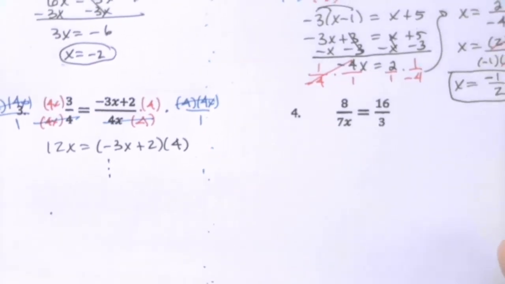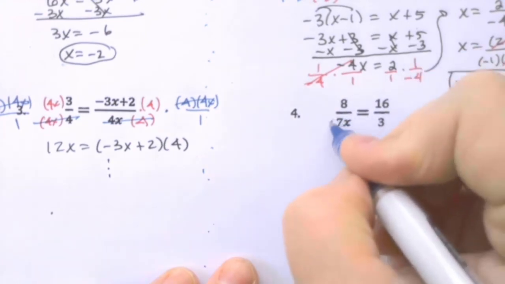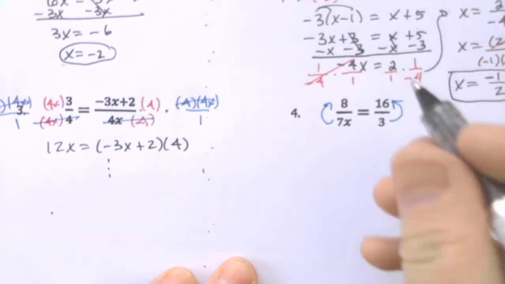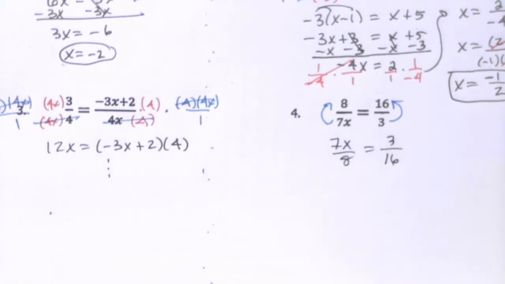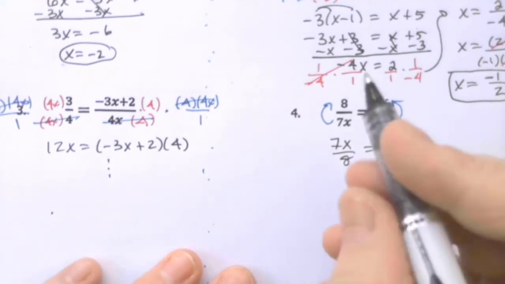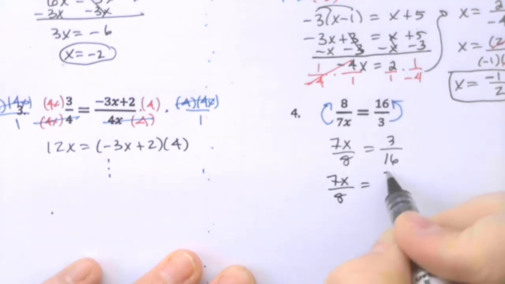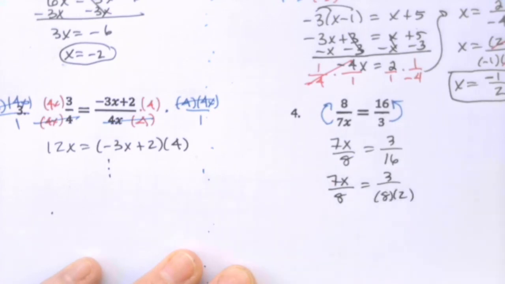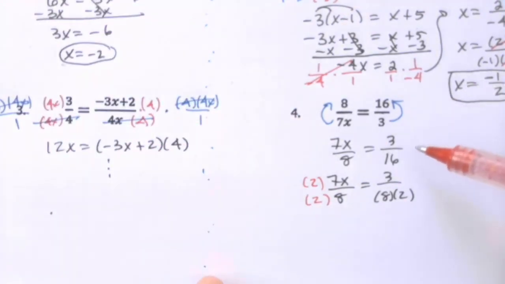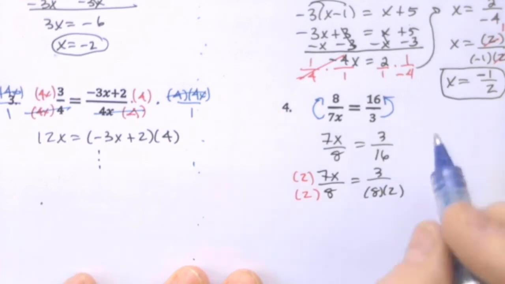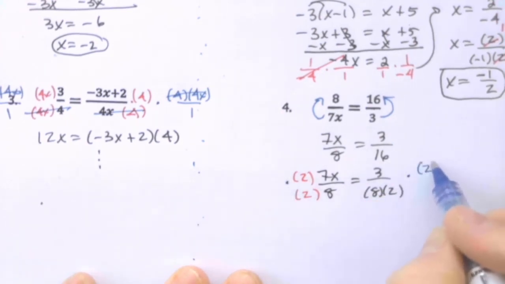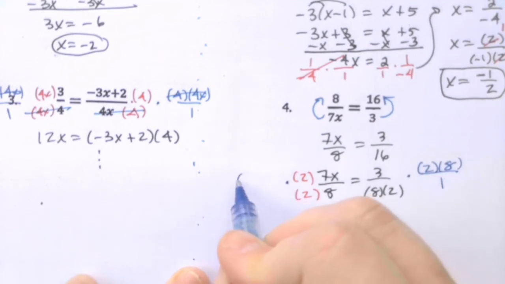Number 4, which is the last one. To get x to the top, you should definitely do flippy step. So you get 7x over 8 equals 3 over 16. And again, if you want, you can use the fact that 16 is 8 times 2. And then you'll just need to multiply the left by 2 over 2 so that it matches. Or you can do 16 over 16, 8 over 8, and go there. Both of them work. So we get a common denominator and then multiply by its reciprocal, 2 times 8 over 1.